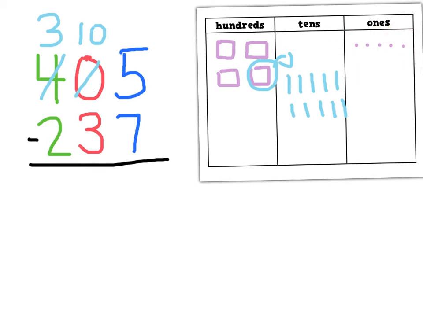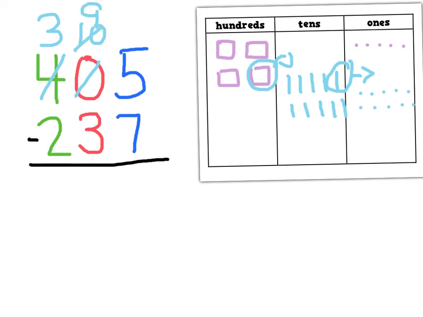I said before, I can't take 7 ones if I only have 5. So let's regroup from the tens. We'll circle 1 ten, send it over. 1 ten, remember, is the same as 10 ones. 1, 2, 3, 4, 5, 6, 7, 8, 9, 10. It's important now to look at how many tens do I have. I have 1, 2, 3, 4, 5, 6, 7, 8, 9. I need to show that.